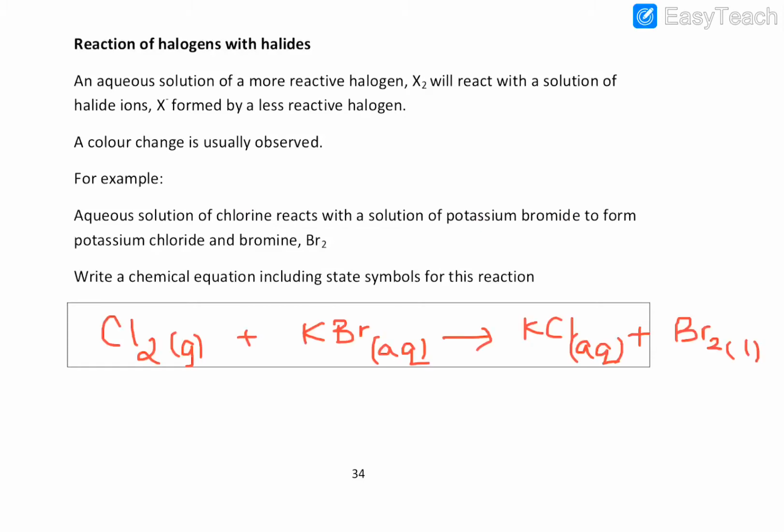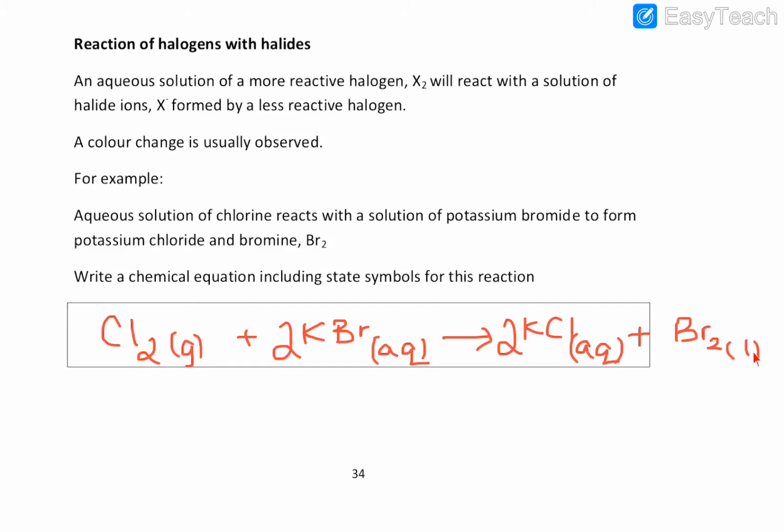So this is what you have. Chlorine is more reactive than bromine, so it will be able to displace Br minus from an aqueous solution, so that you have potassium chloride which is formed and bromine which is displaced.